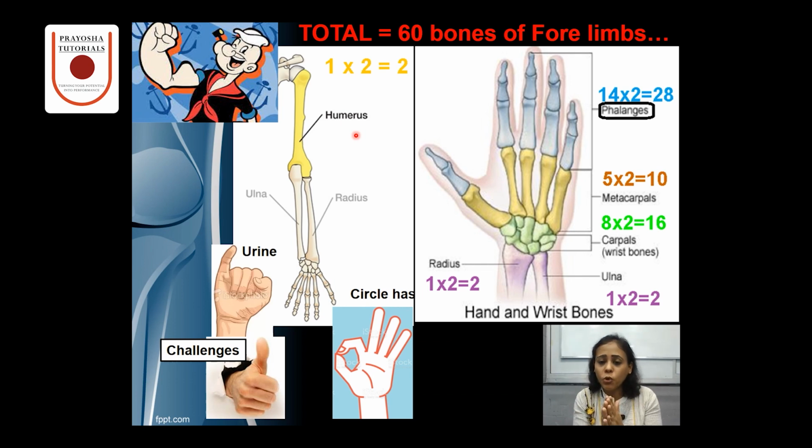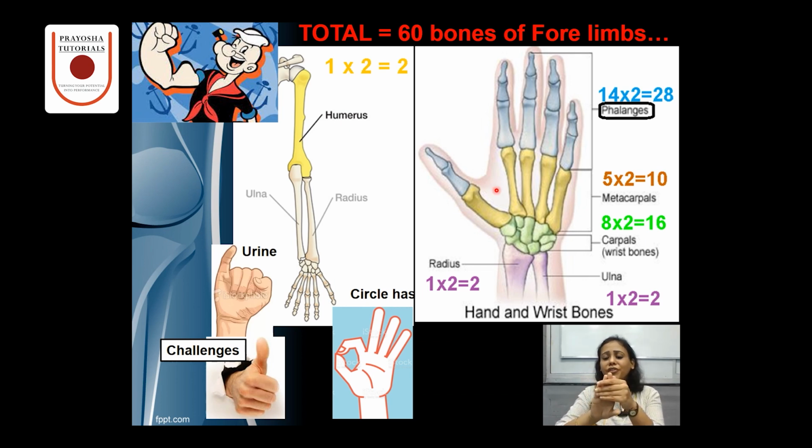Now if you add up the bones in your arms, you have one humerus on the right side, one humerus on the left, total 2 humerus, then 2 radius and 2 ulna in both the hands. Then we have 8 carpals. Now carpals are your wrist bones, total 8 in one hand, so 8 twos are 16 in both the hands. We have 5 metacarpals. So metacarpals are your palm area. In the palm area, you have the metacarpals.